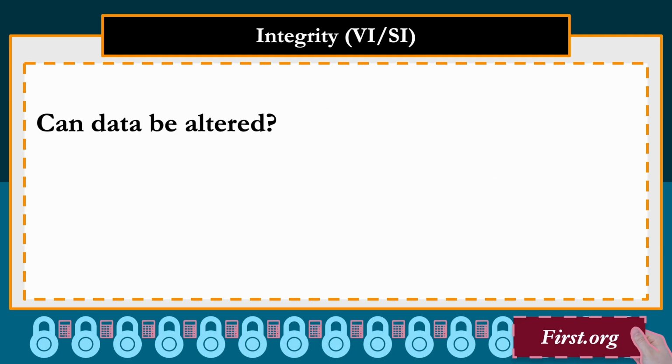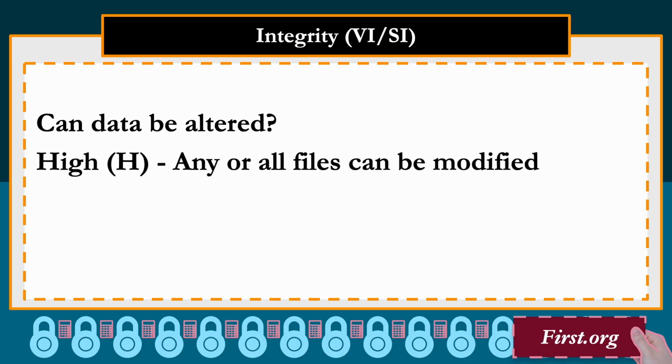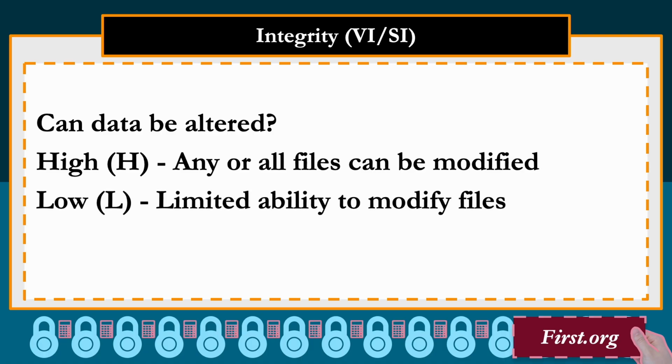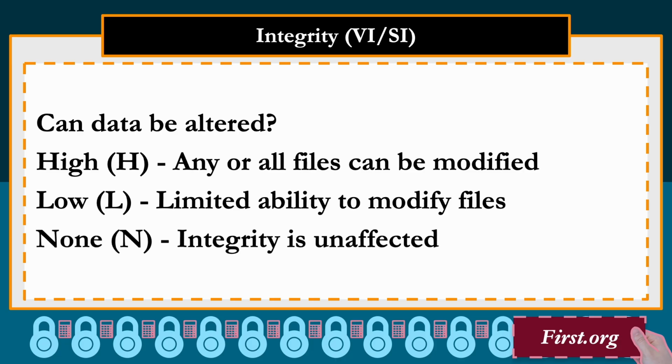Integrity has to do with an attacker's ability to modify information after a successful exploit. High means that the attacker can modify any or all files on the vulnerable or subsequent system. Low means that the attacker has a limited ability to modify files. None means that the integrity of the files is unaffected.